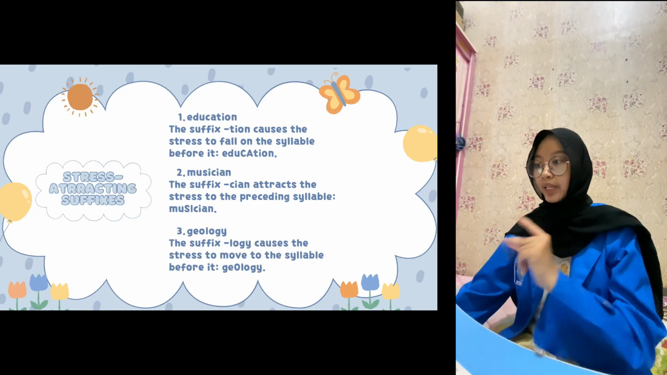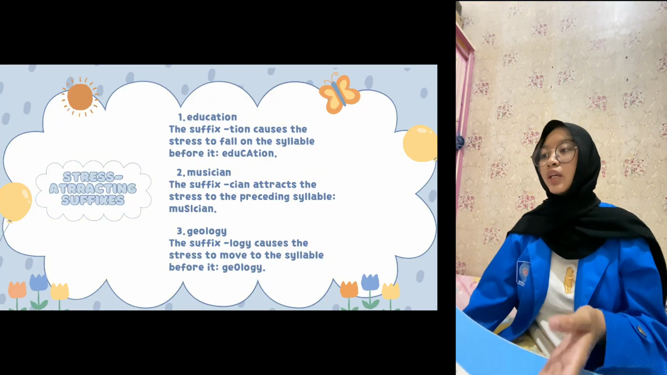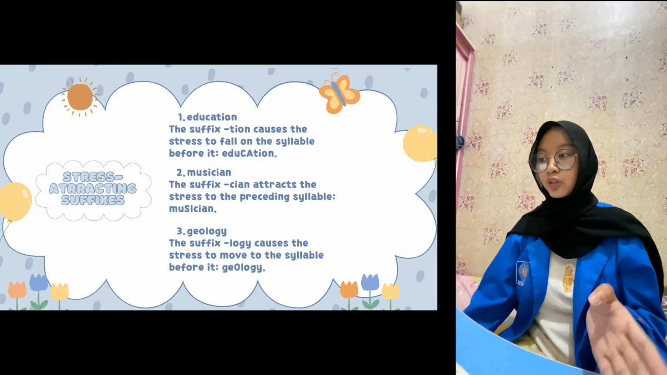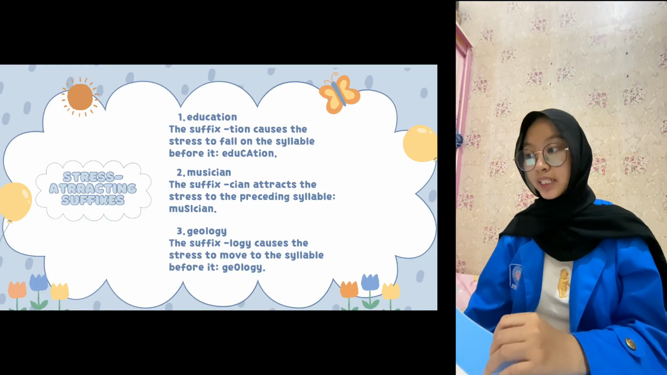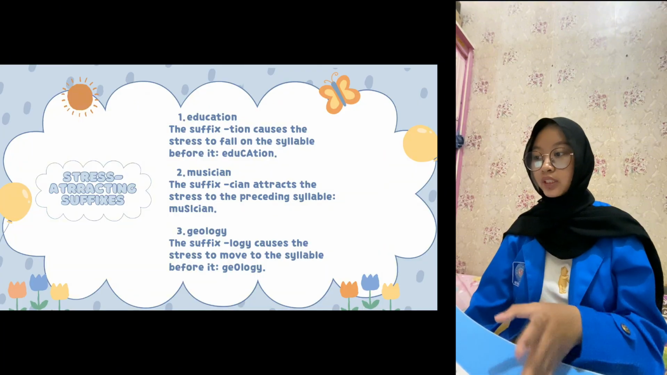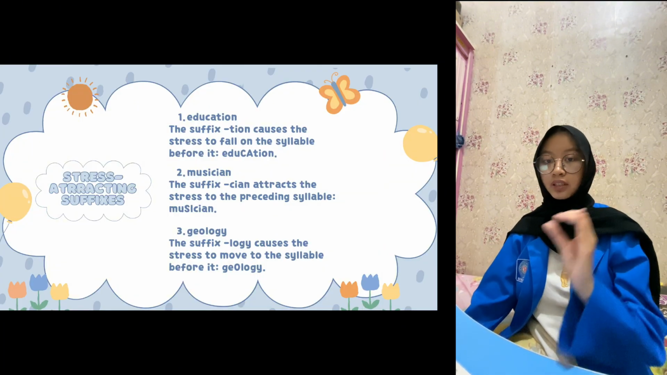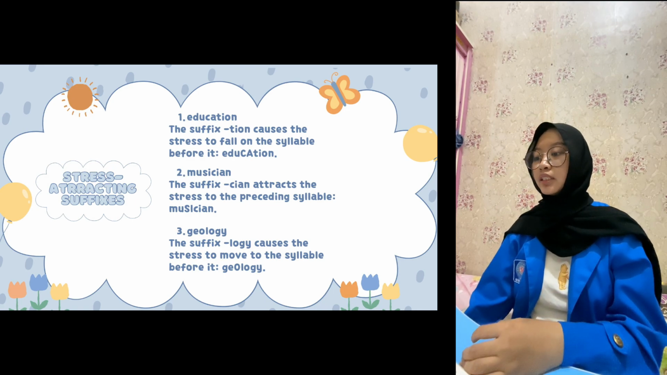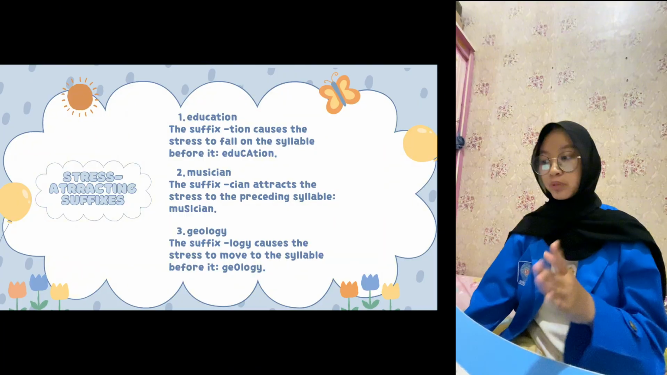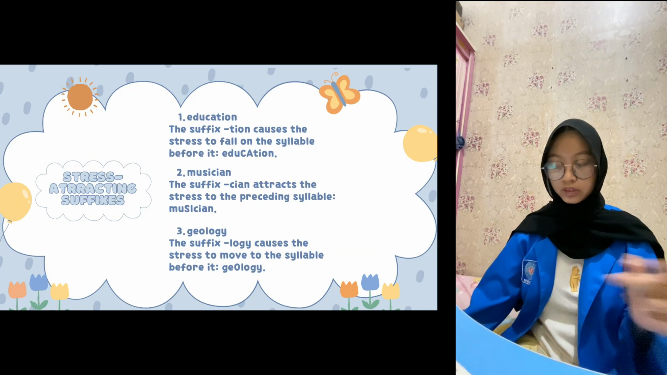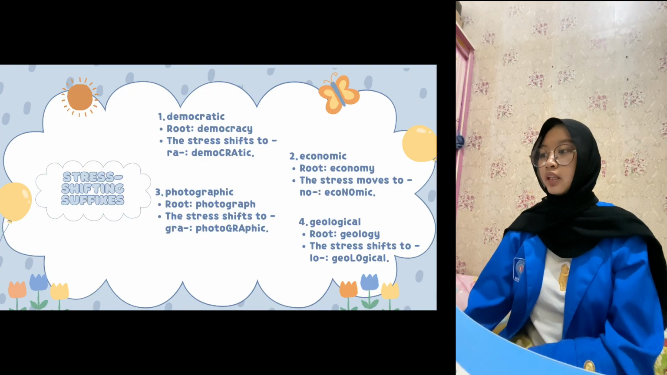The first is education. So the suffix tion causes the stress to fall on the syllable before it, education. So the stress was on the ka. Okay. And then musician, the suffix cian attracts the stress onto the preceding syllable, musician. So the stress was on the si. And then geology, the suffix logy causes the stress to move to the syllable before it. So geology. Okay.